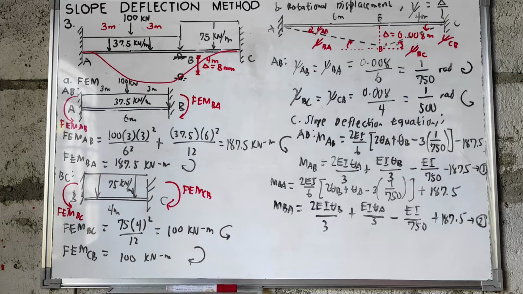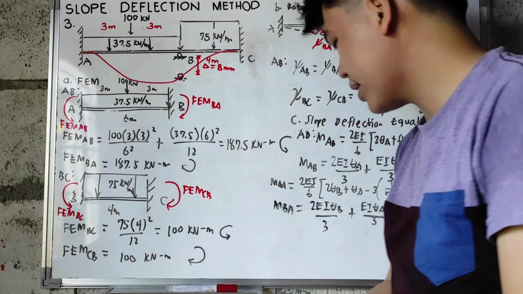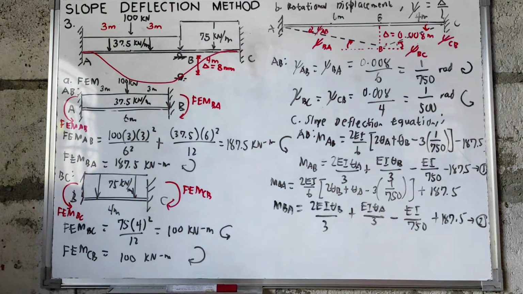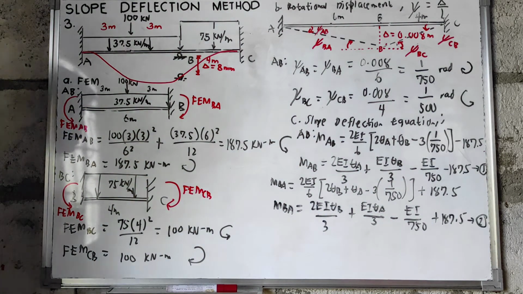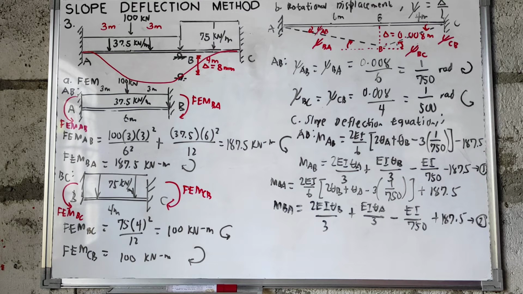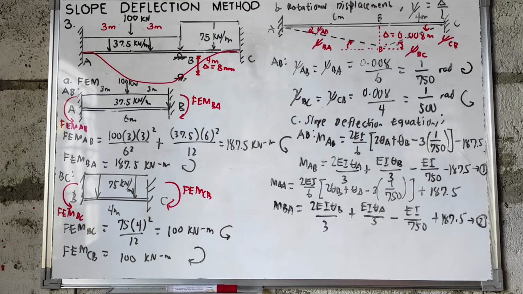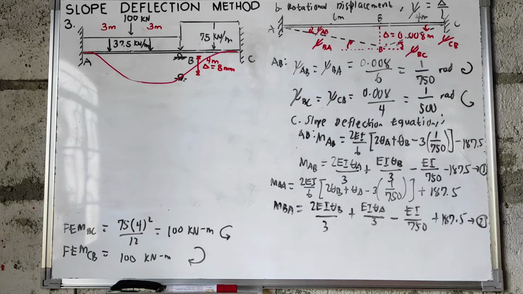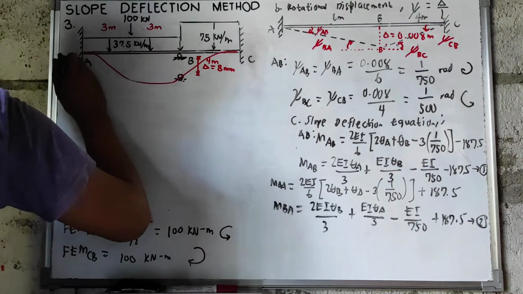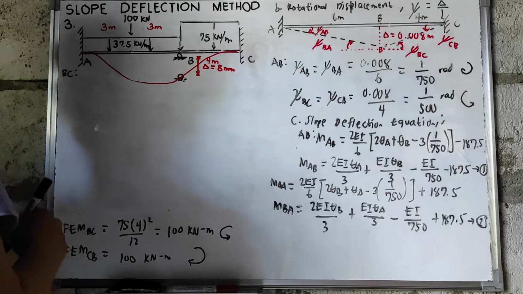So next naman, we're going to consider yung span BC natin para makuha natin yung value or yung equations ng mga moments natin. So ganun lang naman, same procedure lang tayo. Kaso nangyari lang is meron lang tayong rotational displacement na in-include dun sa formula natin. So let us continue considering yung span BC natin.